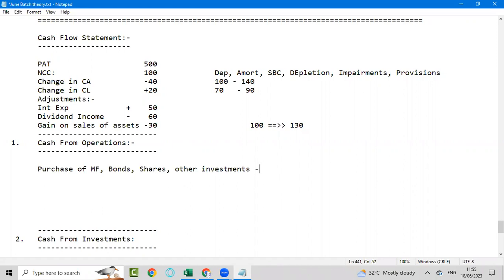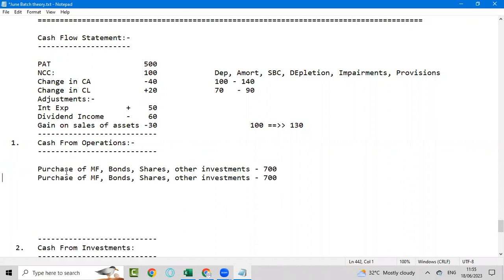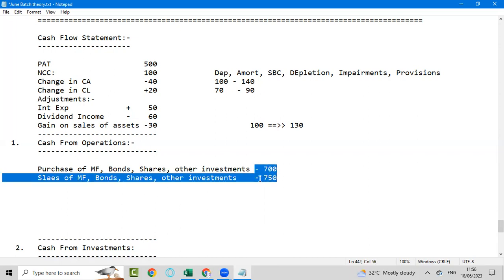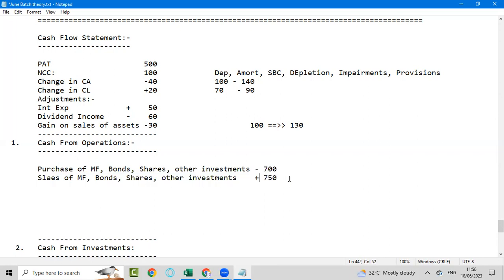That will come with a negative sign. Let's say negative 700. Then sale of mutual fund shares or everything, 750. Now here you have to understand one thing. What is that? You don't want to write the net effect, let's say plus 50. No. You have to write both. Purchase of investments and sale of investment. Both you have to write.